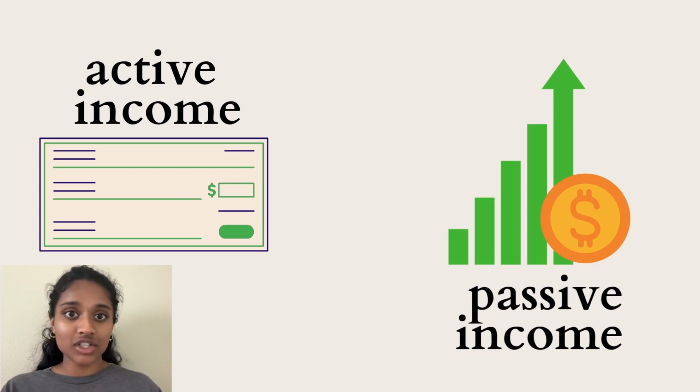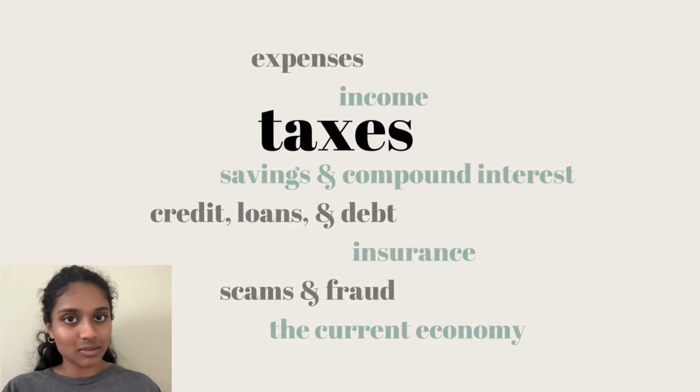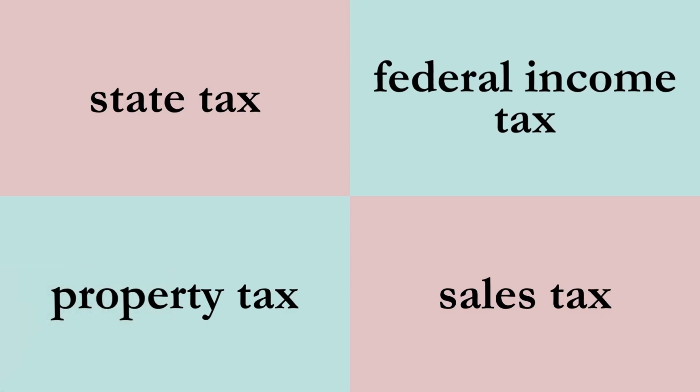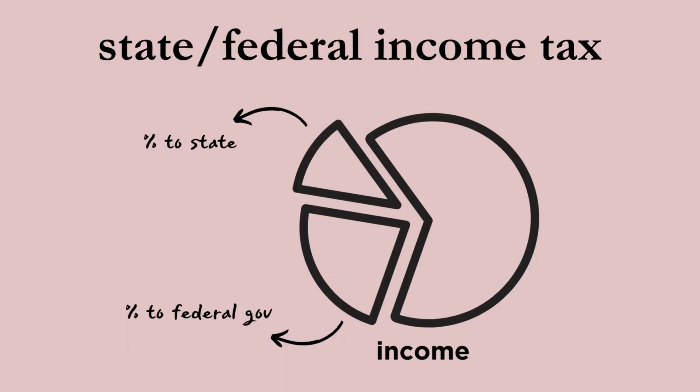Unfortunately, no matter how much you earn or how you earn it, everyone has to pay taxes. There are 4 kinds of taxes: state tax, federal income tax, property tax, and sales tax. State tax and federal income tax are the same in principle. A percentage of your income has to be paid to the federal government, and if your state also requires state tax, a percentage of your income also has to be paid to the state government. The bigger your income, the higher the percentage of it will be subject to taxes.